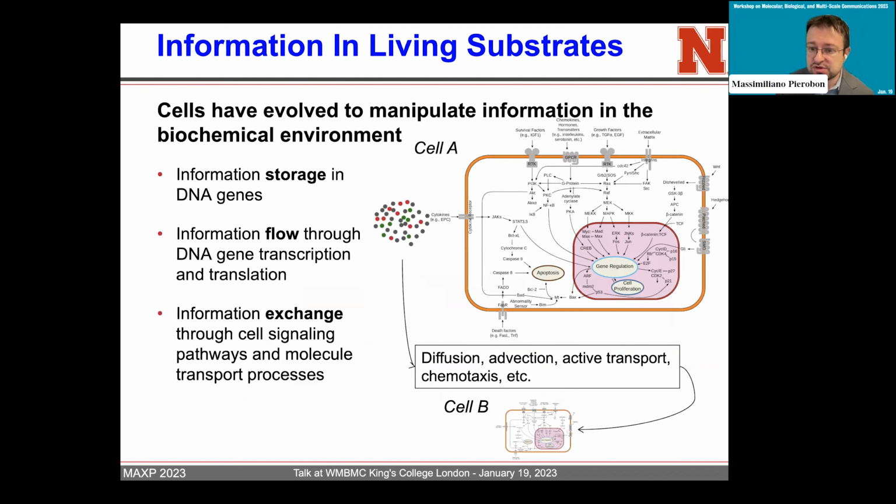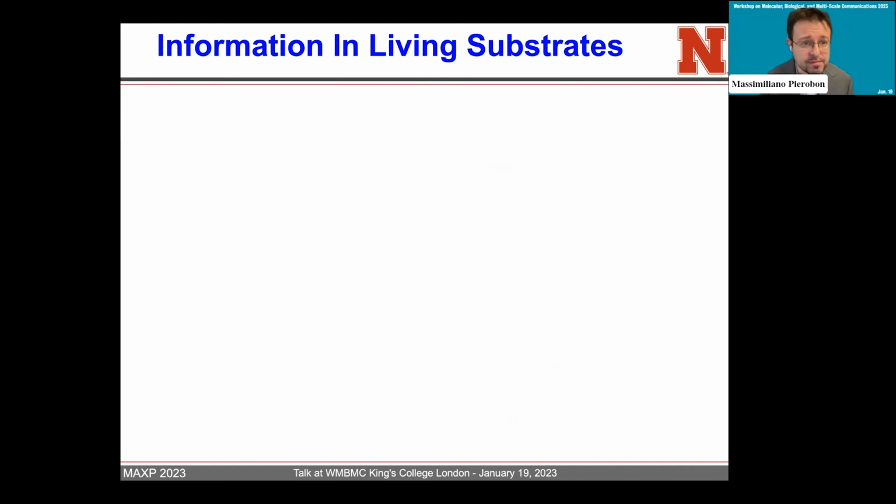And information is also exchanged between cells. So it's not only inside cells, but also in the way the cell understands the environment, and also it can be exchanged between cells. For example, a living tissue in our body is also an information network. It is also a communication network per se.